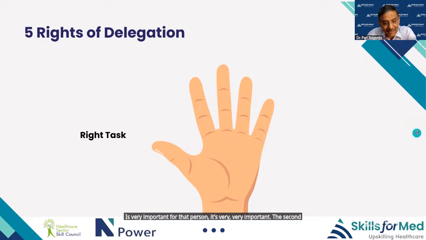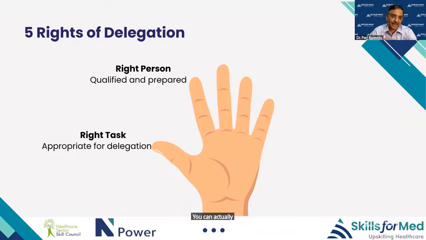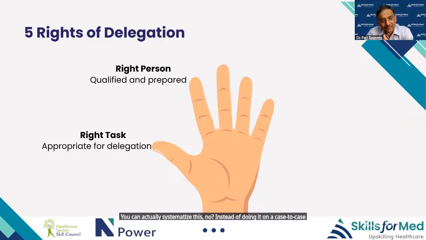The second is the right person. Is that person qualified and prepared to do it? This is where privileging is very important. You can actually systematize this, instead of doing it on a case-to-case basis, by training your juniors and also privileging them on what to do.